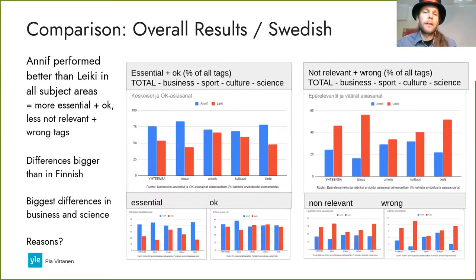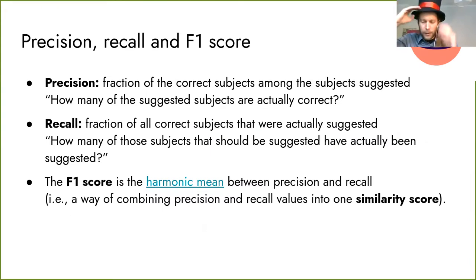Okay, so that was the evaluation of subjects. Then we've also done some comparisons against the gold standard, and here it's good to know the measures that are commonly used, especially precision, recall and the combination F1 score. Well, Sarah already talked about precision and recall, so I won't repeat that. And the F1 score is just a way to combine the precision and recall into a single measure, which is the harmonic mean of the precision and recall.